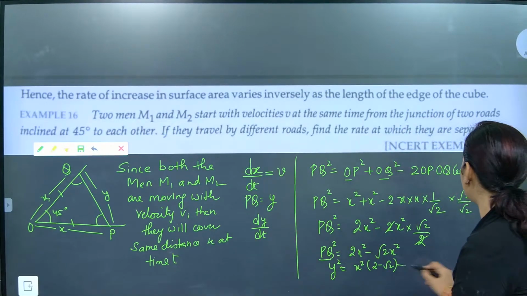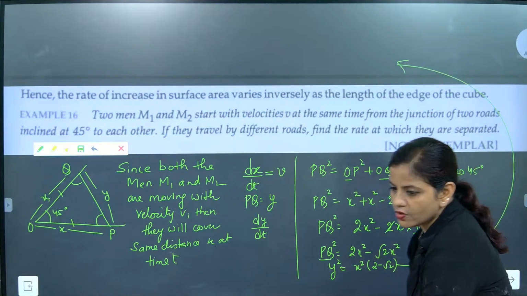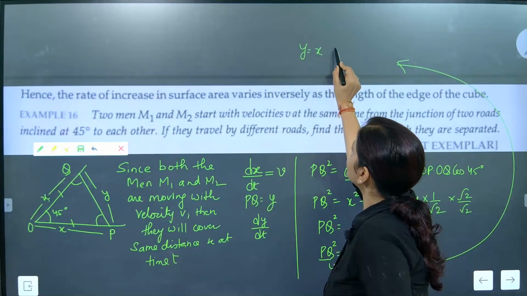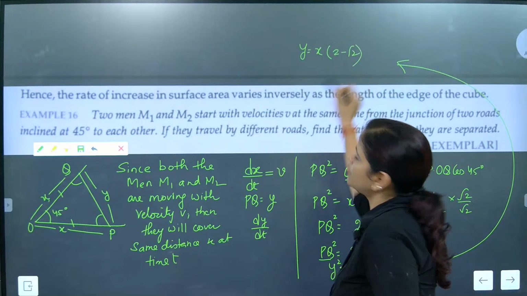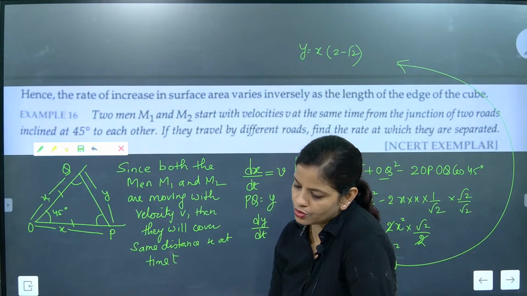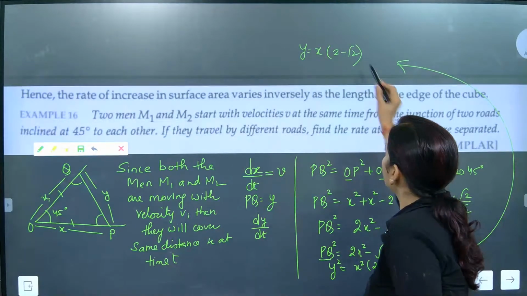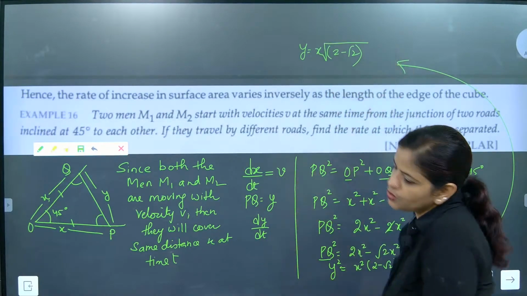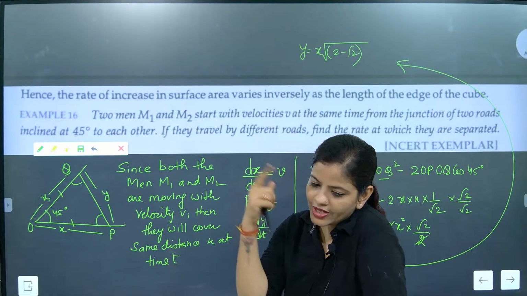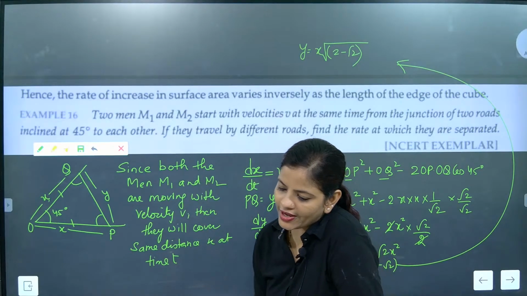I am writing from here directly here. So here y will be equal to x root of 2 minus root 2. Y will be equal to what, beta? X root of 2 minus root 2. This root will come. Understood? X square will be cancelled and root of 2 minus root 2 will be there.